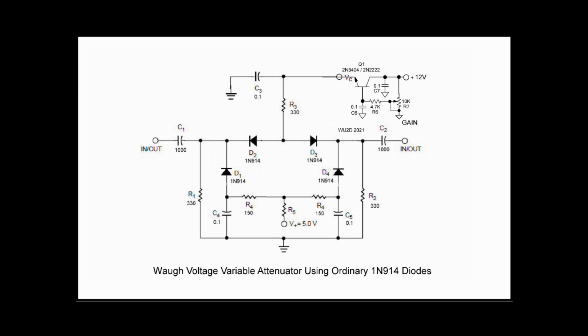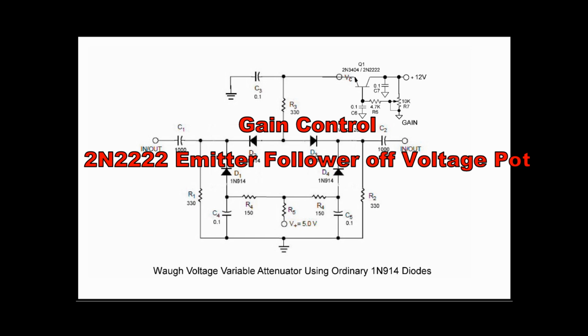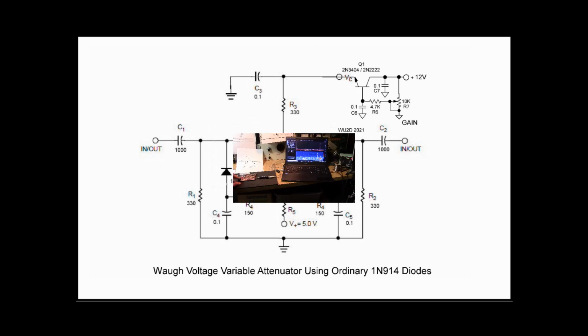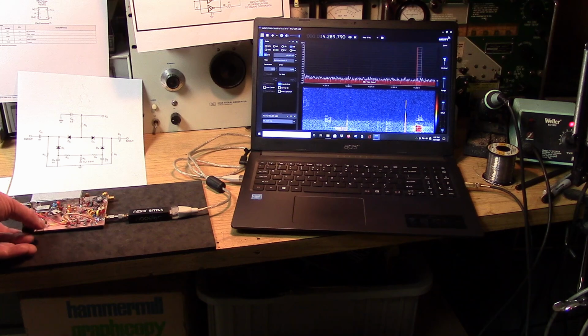So I built an emitter follower circuit that simply works as a voltage variable source to act as the volume control or the attenuation control, VC. It's a simple emitter follower off a potentiometer filtered with capacitors. Now I'm bringing the attenuator back up.